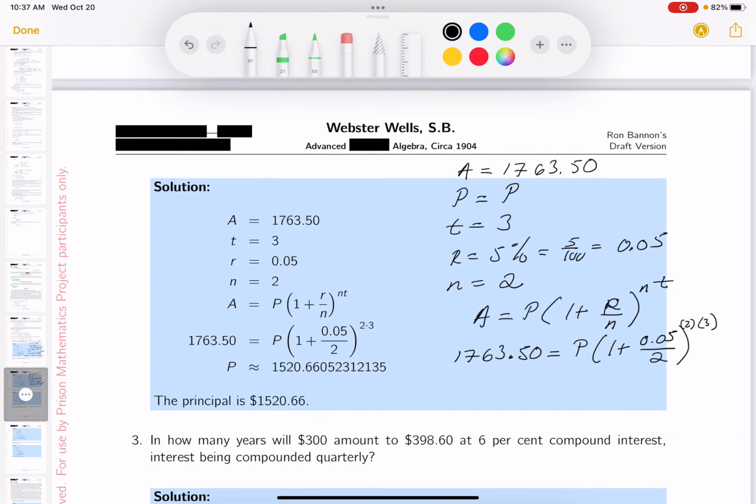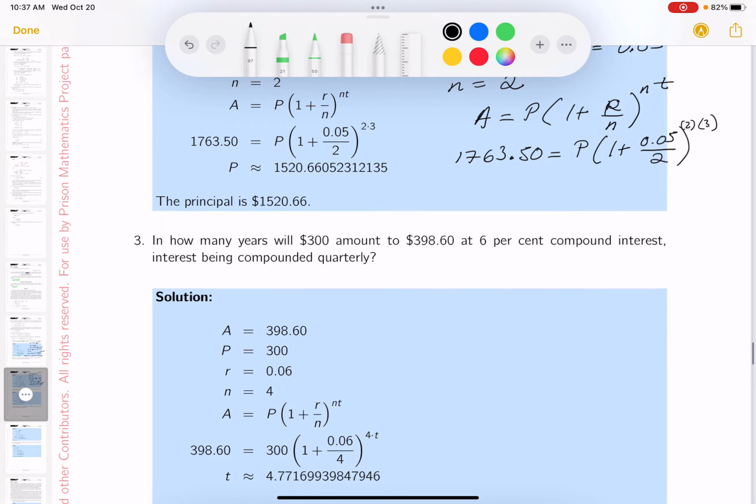Well, that looks pretty easy. So I want to tell you what the arithmetic is going to be. I'm going to solve for P, right? So it's going to be 1763.50. Now, on a calculator, division symbol looks like this. Now, what am I dividing by? I'm dividing by this. Well, let's write this down.